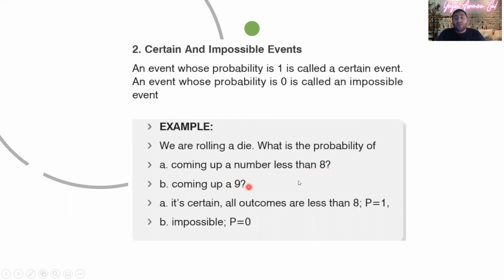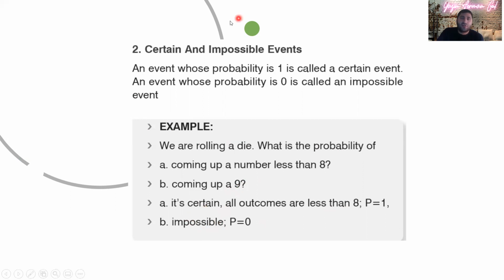What is the probability that the die will be standing on 9? Because all the numbers on the die, guys, are from 1 to 6. That's why there is no number 9. There's no way that it will stand on number 9 because it doesn't have that number. That's why it's 0%. It's impossible. Okay, it's certain all outcomes are this. Okay, this is right what they say.